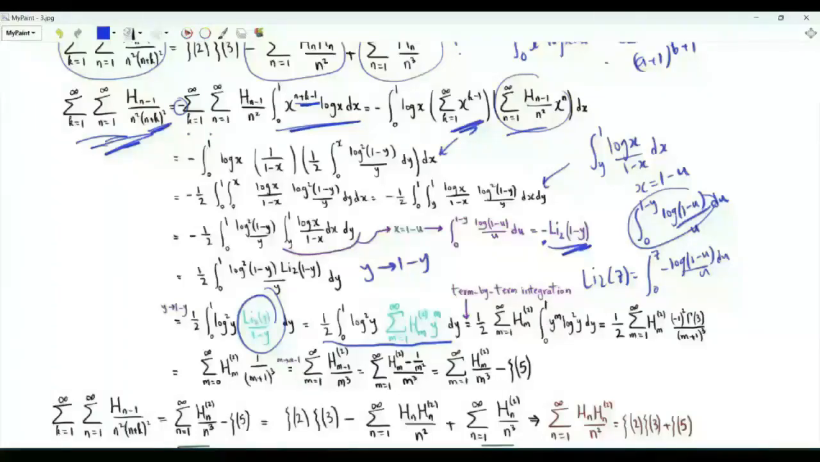Integrate term by term. We have the integral of y from 0 to 1, y to the m log y squared. This is minus 1 squared, which is 1, gamma of 3, which is 2, divided by m plus 1 cubed. Change m to m minus 1. Write h of m minus 1 as h of m minus 1 over m squared. This double sum is equal to this sum here, minus zeta of 5.